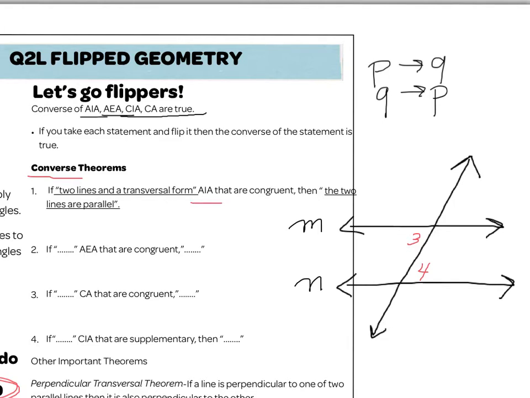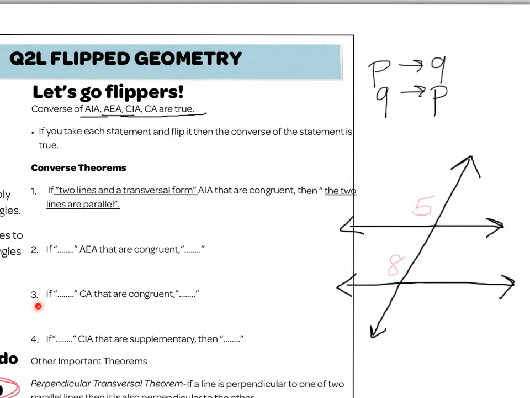Number 2 is very similar. It says, if two lines and a transversal form alternate exterior angles that are congruent, then again the two lines are parallel. So here are alternate exterior angles. They are both congruent, so you would say angle 6 is congruent to angle 7, and then you would say these two lines are parallel. Let's call these lines M and N. Now we can say that is true, and this is called the converse of the alternate exterior angles theorem.